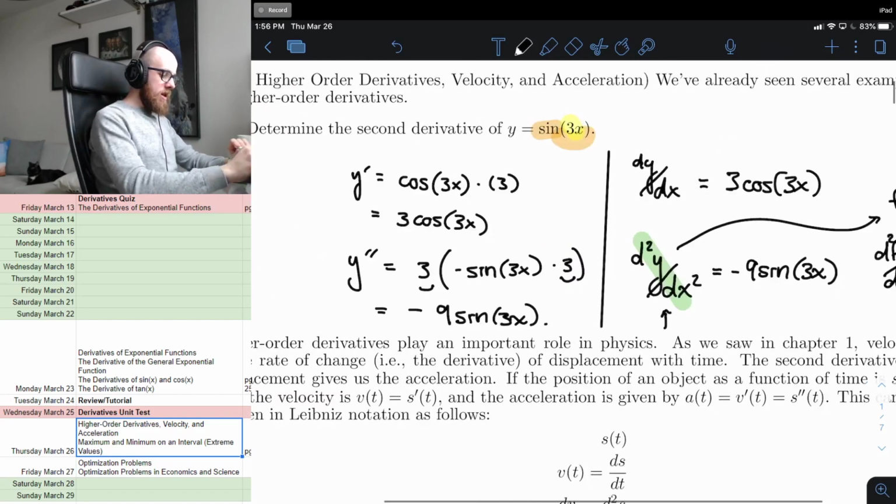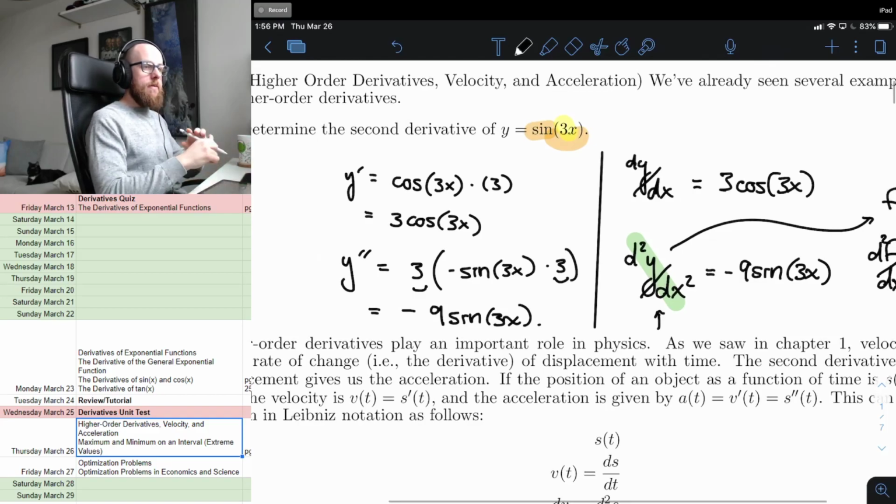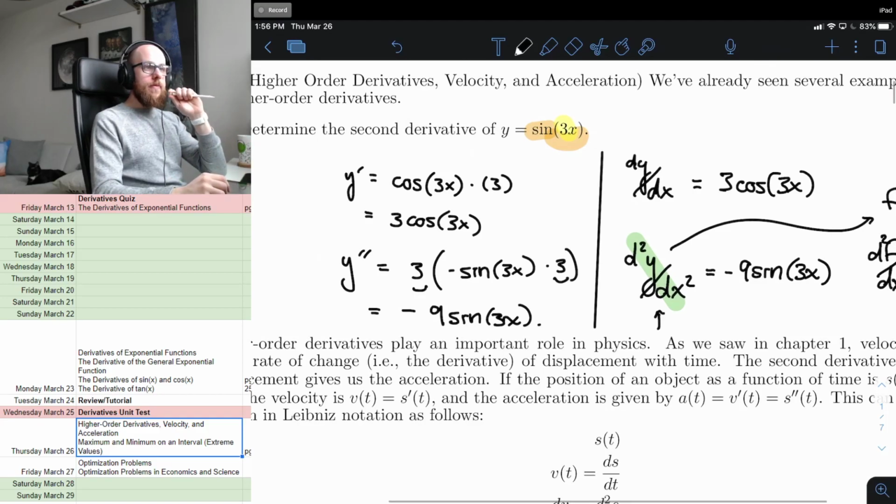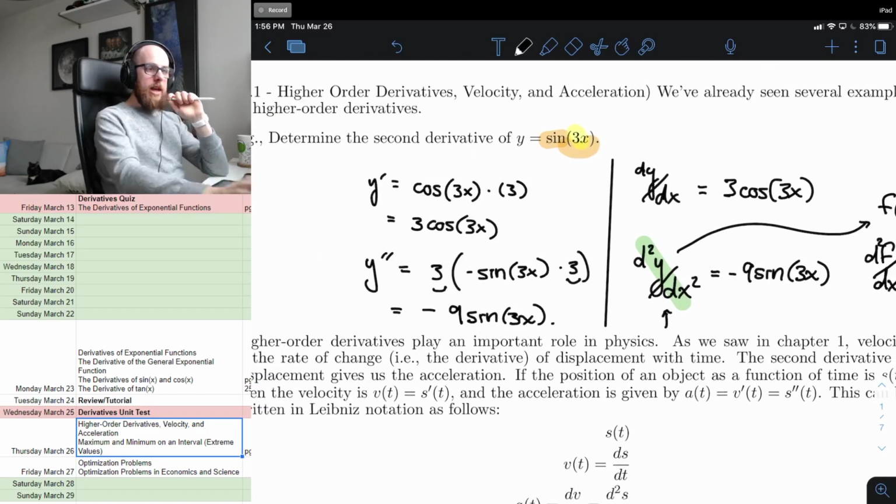But again, these two things mean the same thing, right? It's just a different way of expressing it. Any questions about that, or are we doing pretty good so far?